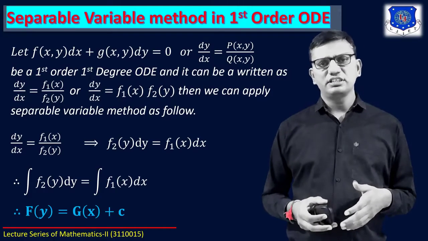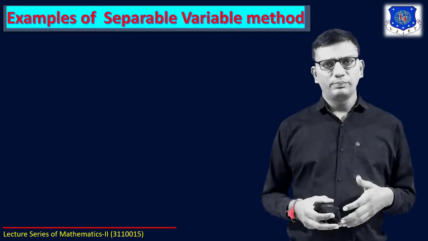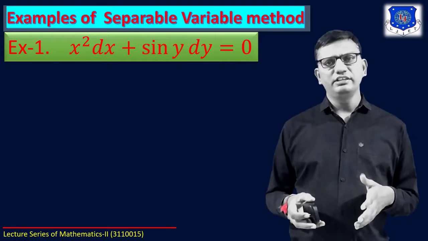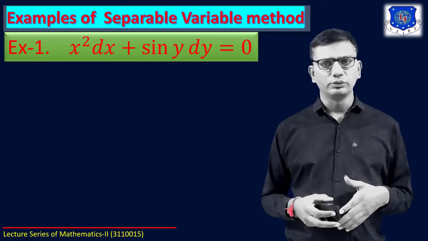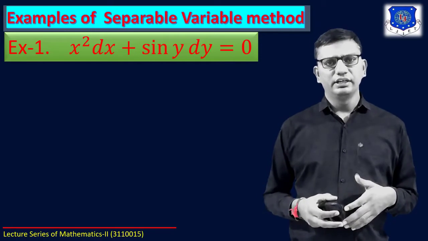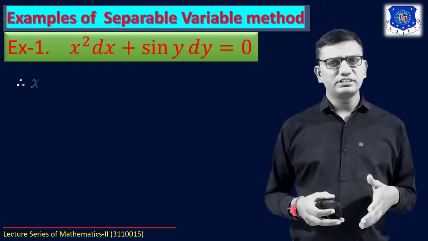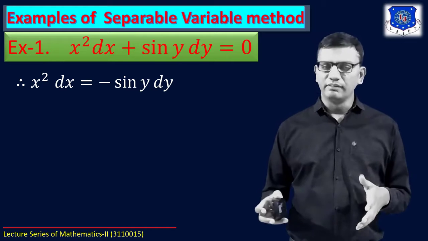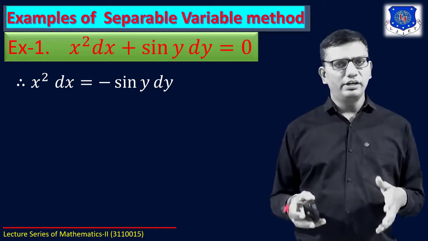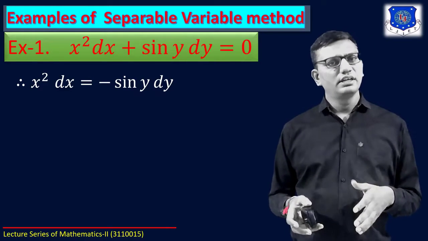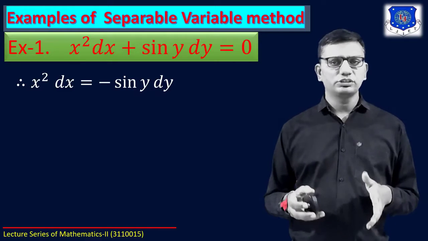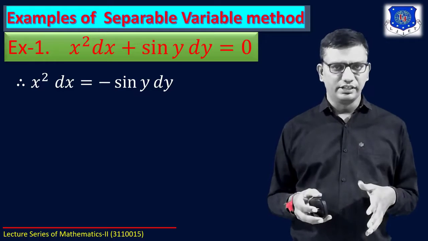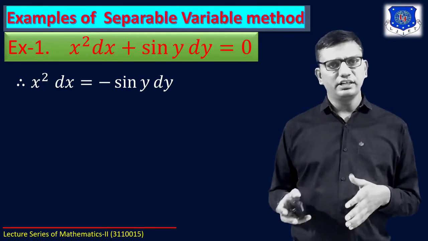Let us see some examples related to this topic, that is x square dx plus sin y dy equal to 0. This is a very simple example. Here we can rewrite this differential equation as x square dx equal to minus sin y dy. In this case, we already have all the variables of x on the left hand side and all the functions of y on the right hand side. That means the variables are already separated. So directly we integrate both sides.